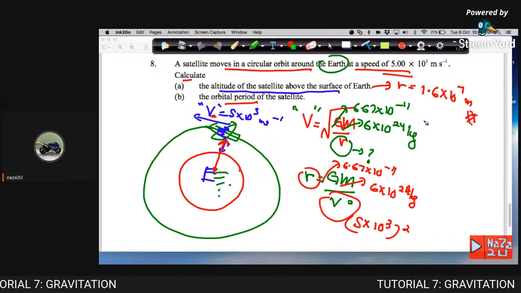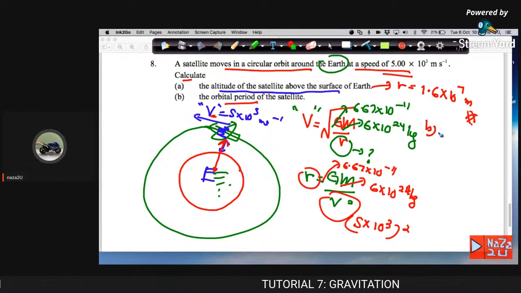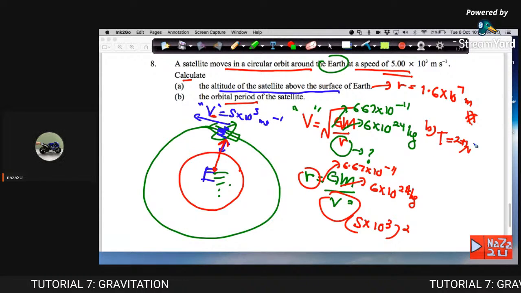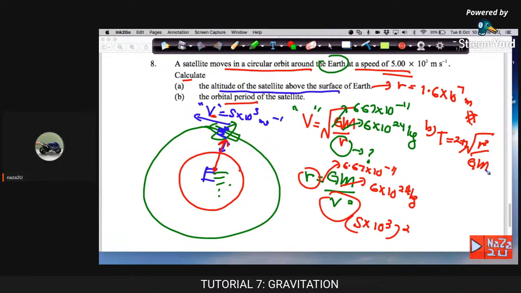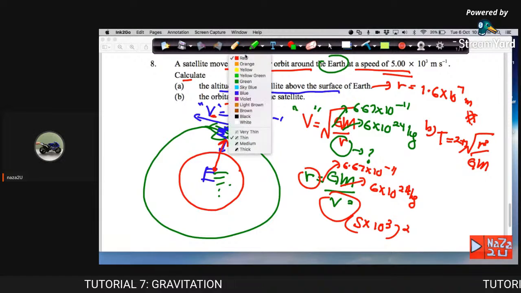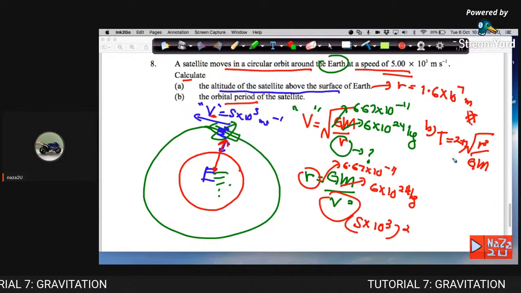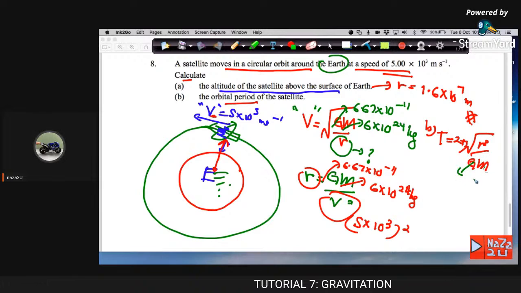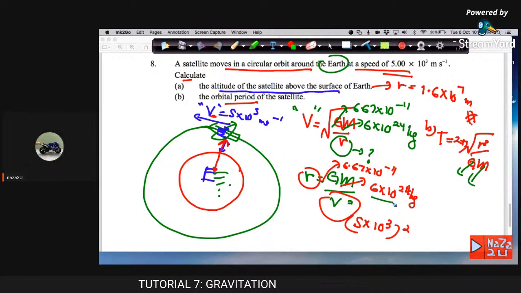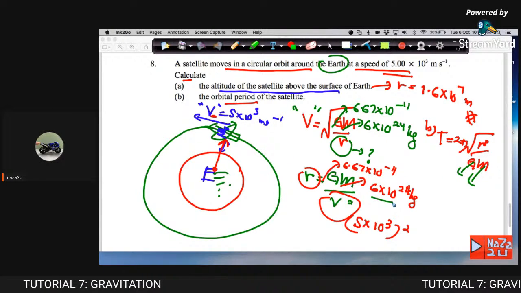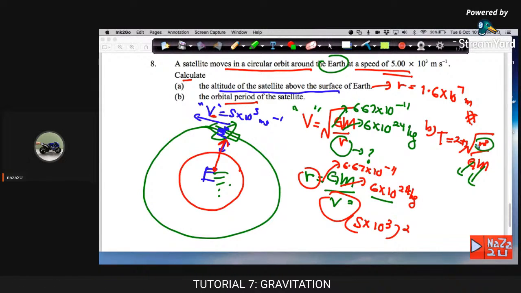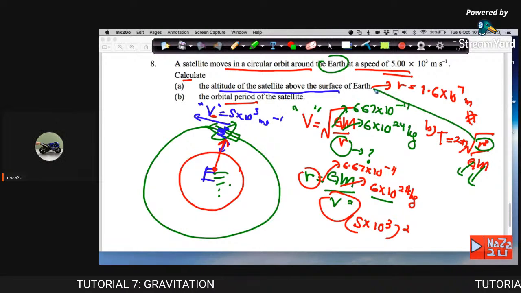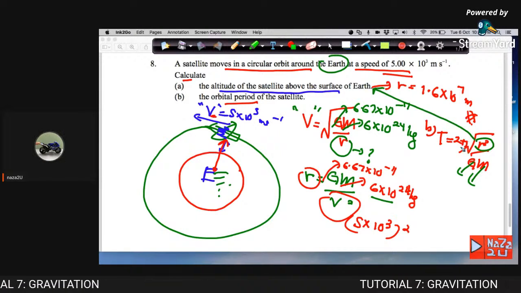Now, number B, to calculate the period, we have an equation. T is equal to 2 pi square root of R cubed divided by GM. All these values I think we can already get. G is constant, as usual. Mass of the Earth is constant, 6 exponent 24 kilogram. The R here, we have already calculated from answer number 1. So you just put in the values.